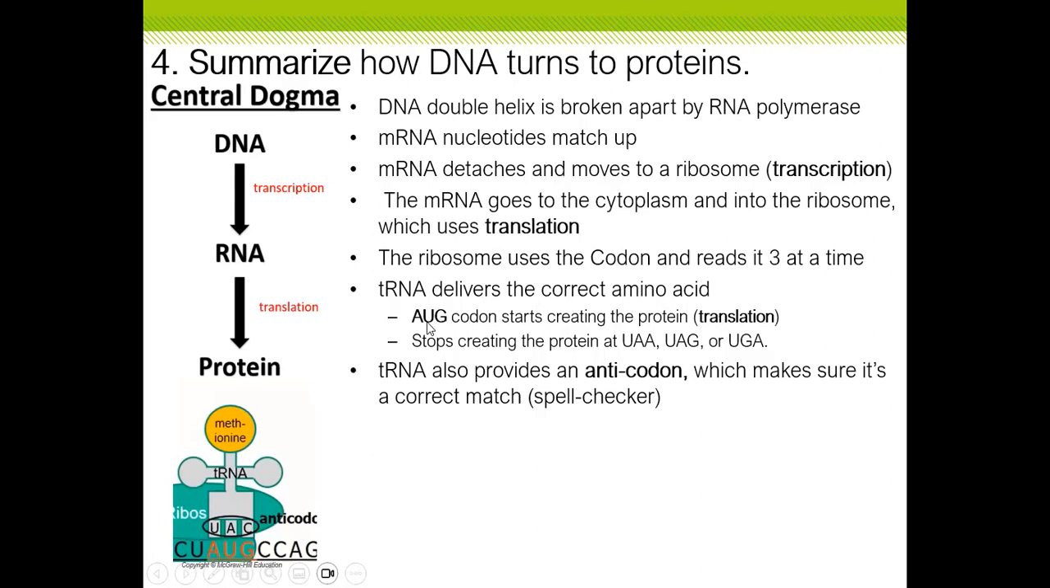And we start it with AUG and we stop it with either one of these 3. All 3 of them do the same job. And that tRNA is that spell checker, which is that anticodon. That makes sure it's the correct match. So I know there's a lot there. If you are confident, you do not need to write it down. We're only 2 weeks into the final, so I'm confident you guys will remember it if you're confident now.